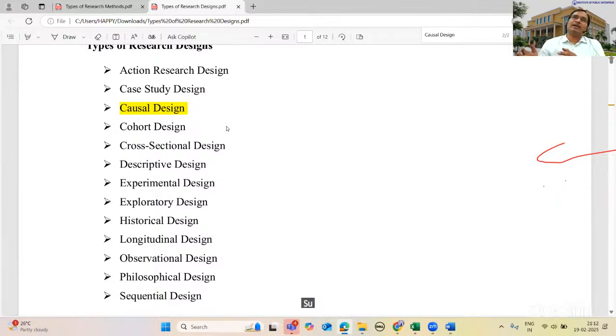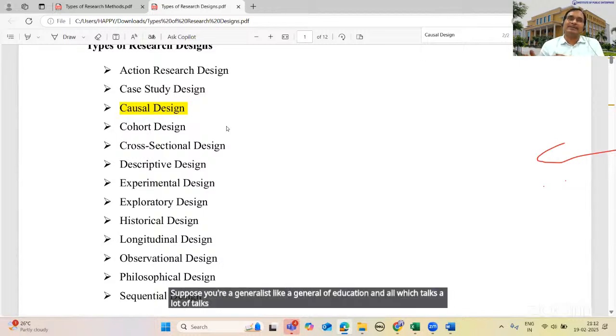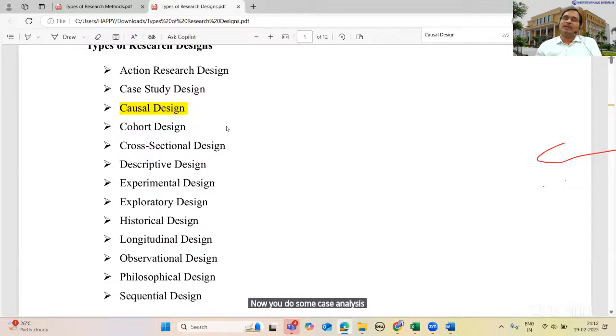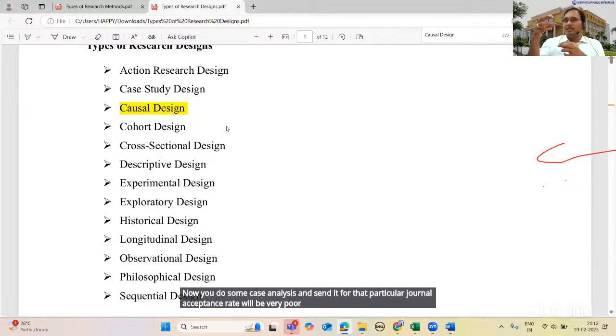Suppose there are journals like the Journal of Education, which talks about experimental designs. Then, if you're targeting your article for the Journal of Education, your study needs to be an experimental design. Now, if you do some case analysis and send it to that particular journal, the acceptance rate will be very poor. So, understand the journal's methodology, and from this, you have to identify.